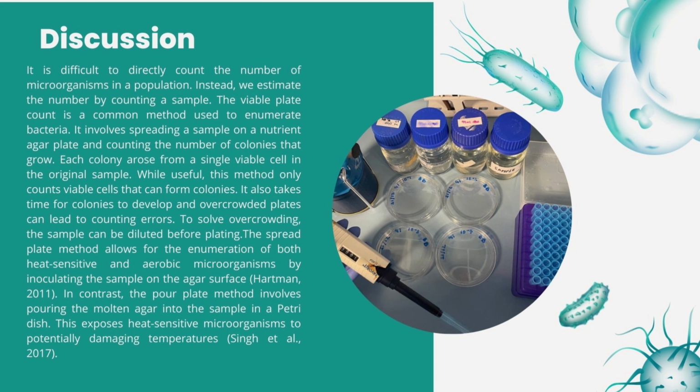While useful, this method only counts viable cells that can form colonies. It also takes time for colonies to develop, and overcrowded plates can lead to counting errors. To solve overcrowding, the sample can be diluted before plating. The spread plate method allows for the enumeration of both heat-sensitive and aerobic microorganisms by inoculating the sample on the agar surface. In contrast, the pour plate method involves pouring the molten agar into the sample in a petri dish. This exposes heat-sensitive microorganisms to potentially damaging temperatures.